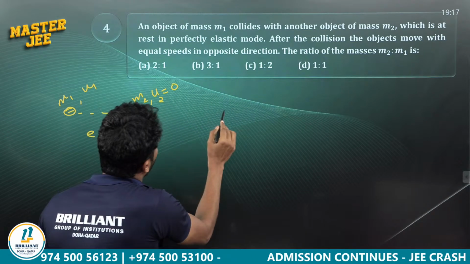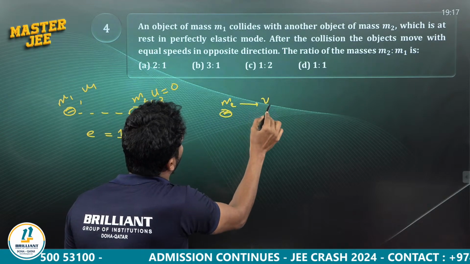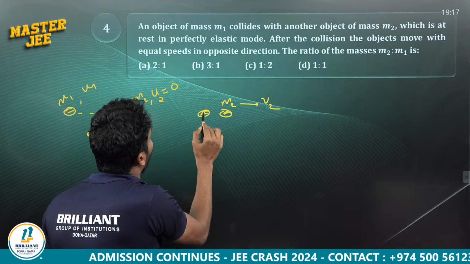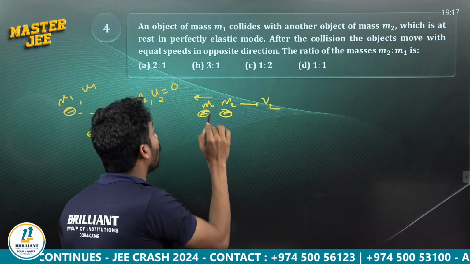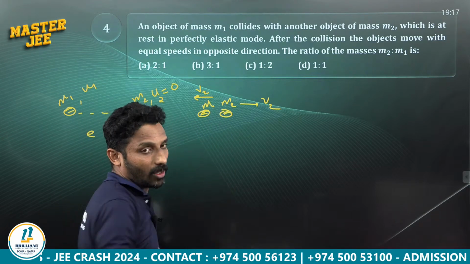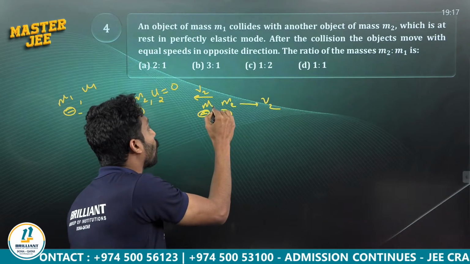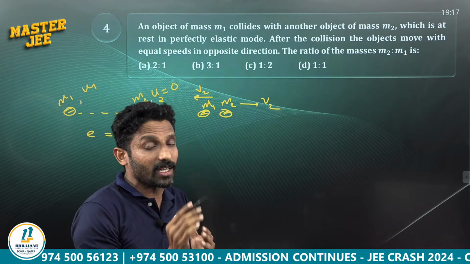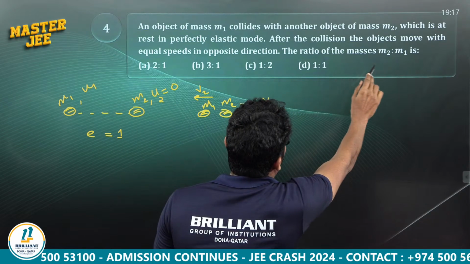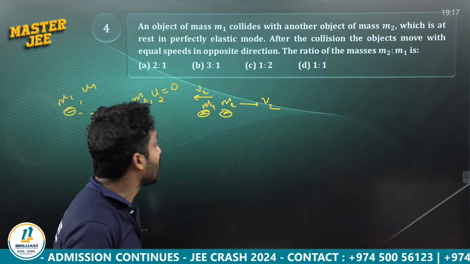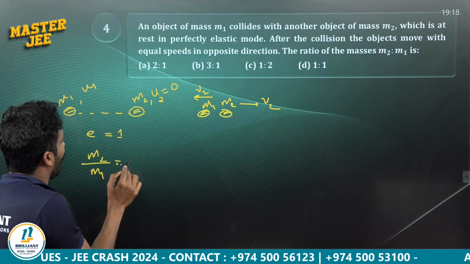After the collision, m2 moves in this direction with v2 velocity and m1 moves in the opposite direction with the same velocity, so let it be v2 again. This is v2, and this is also v2. m1 and m2 are moving with equal speed in opposite directions. Then the ratio of the masses m2 to m1 is asked.